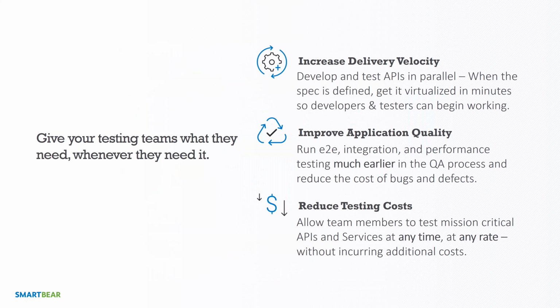And then these are the three main things we'll talk about today as far as virtualization, what they're going to bring to your team, both testing and development. It's going to give them the entire API whenever they need it. So you're going to be able to increase delivery velocity. We'll go through a normal testing cycle. You're also going to be able to improve application quality, just more edge cases, more end-to-end, more performance testing done earlier in the life cycle, and then a reduction of testing costs.